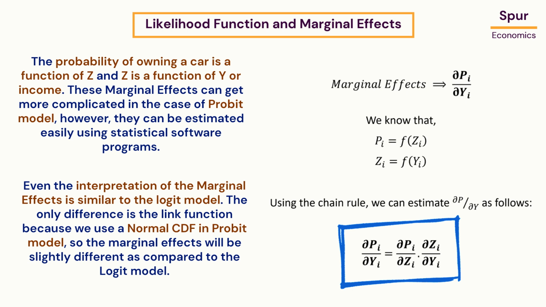These marginal effects can get more complicated in the case of the Probit model, however, they can be estimated easily using statistical software programs. Even the interpretation of the marginal effects is similar to the logit model. The only difference is the link function because we use a normal CDF in the Probit model, so the marginal effects will be slightly different as compared to the logit model.